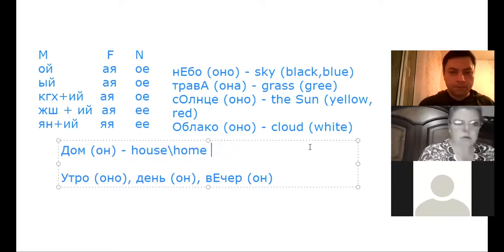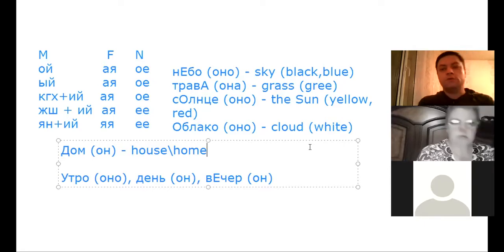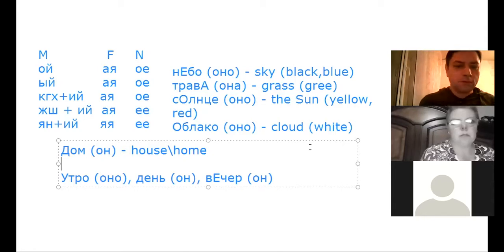Дом can describe any kind of building. A school can be дом, or a factory can also be called дом. Or it can be home. You can say, America is my home. Америка – это мой дом. Important word.